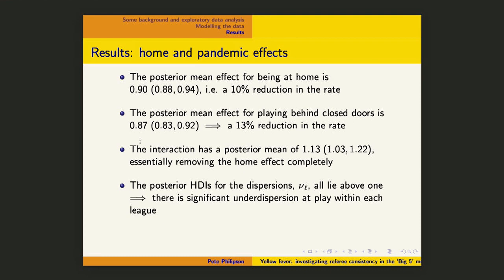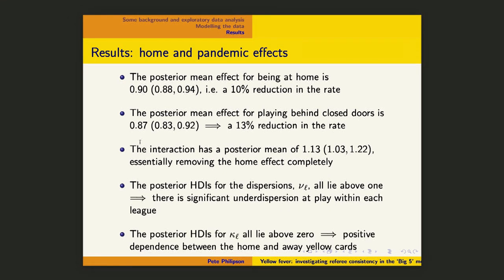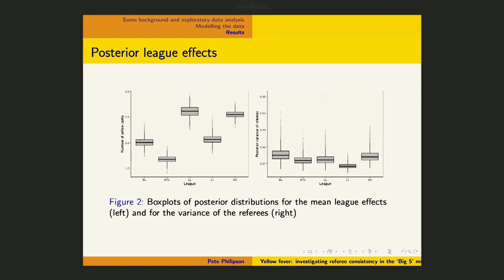The posterior intervals for the dispersions all lie above 1. And when nu is equal to 1, we could reduce to a Poisson model. In this case, our 95% posterior highest density intervals are all comfortably above 1, so we've got significant underdispersion in each league, basically justifying this model. Phew, said I, after several months of working on it. The posterior HDIs for kappa all lie above 0, so that means we've got positive dependence within each league as well, so it was worth fitting this copula-type model too. So everything has gone kind of to plan.